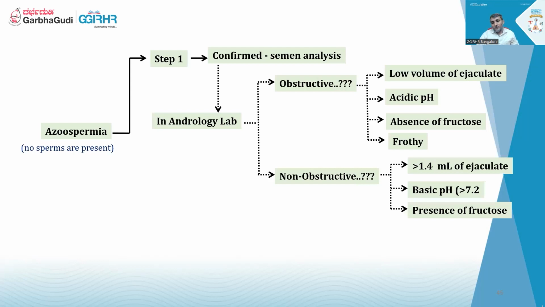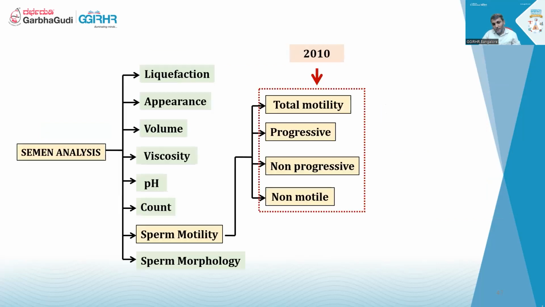Now, non-obstructive azoospermia means everything is clear. He is giving more than 1.4 ml of ejaculate. Semen sample is there, color is normal, but sperm is not there. pH is basic, and the fructose test is positive, but sperm is not there. I will be discussing the reasons for this in the upcoming slides. So azoospermia can be obstructive and non-obstructive.